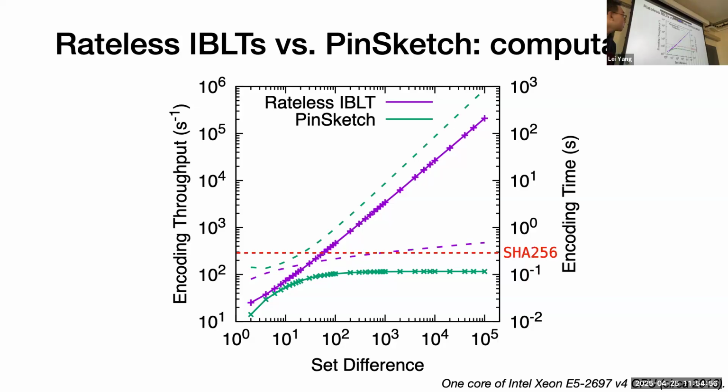We also did a comparison with computing SHA-256 of each of the items. The red curve is the time to compute SHA-256 of each of the items in Alice's original set, and it turns out that across the regime, the time it takes to compute the sketch, which we call Rateless IBLT, is quite similar to computing the raw SHA-256 hashes.